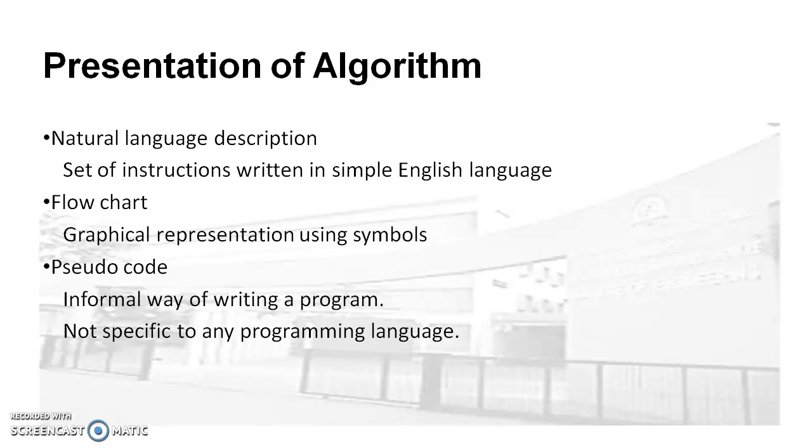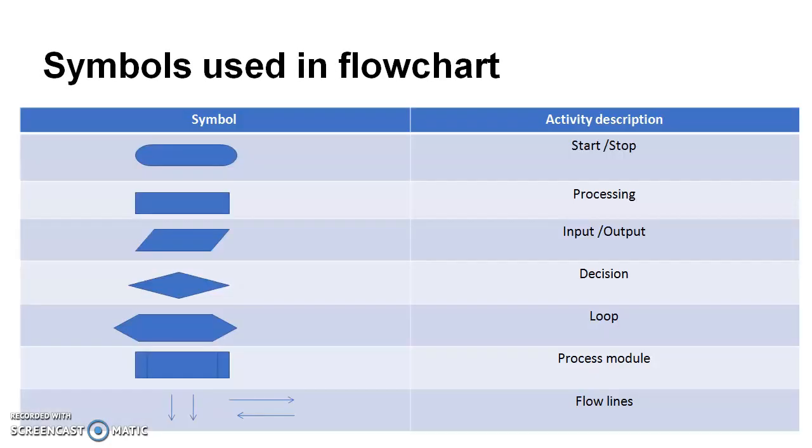So it closely resembles a program. Now let's have a look at what are the various symbols which are being used in the flowchart. You have a specific start and stop symbol to indicate the start and stop of the flowchart. Then a processing symbol is used to indicate the various processing being done on the input data or the calculations being performed on the data.